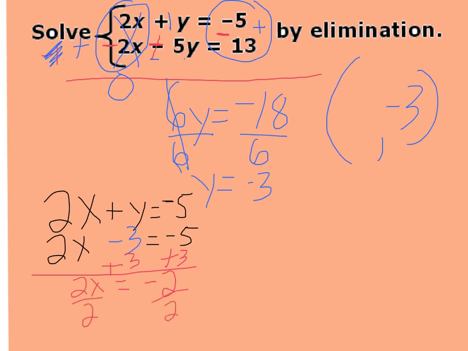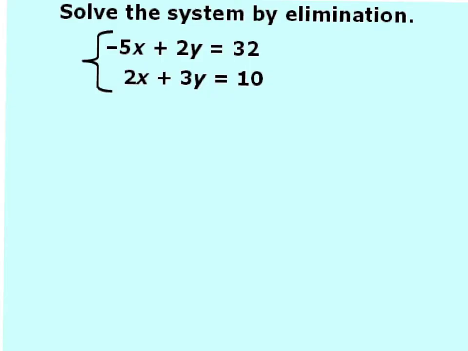You probably already thought that. So x equals -1. Remember, always write it as an ordered pair, and you're done. These two lines touch at -1, -3. This is an important example that I want to make sure I show you.